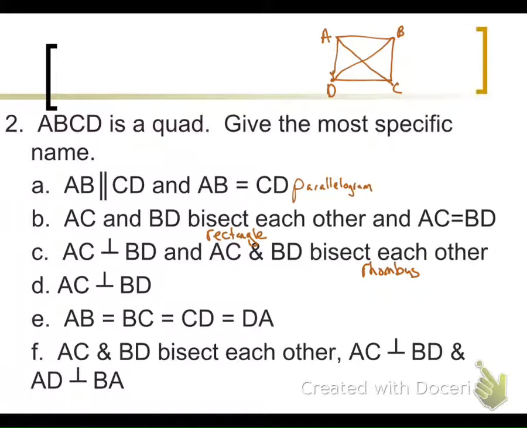So we are now back at Ravenclaw. When you have AC perpendicular to BD, what do we have? So perpendicular diagonals. All sides are the same. So for this one, what is it going to be? Rhombus. It's going to be a rhombus again.